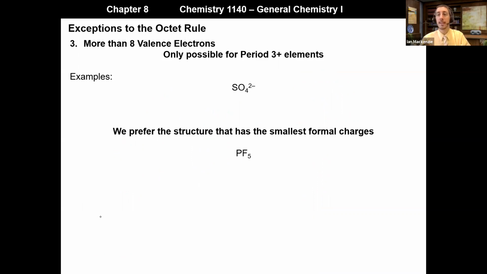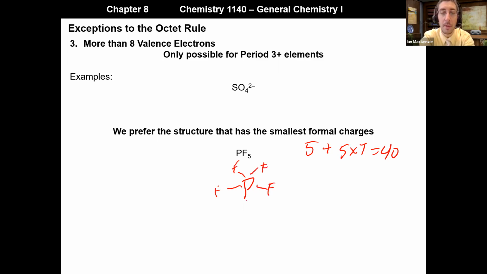PF5, this is a slightly different case here, where it's not that we are all satisfied, but then we pair something up to minimize formal charges, as we did in SO4 2- here. PF5, well, phosphorus goes in the middle. We have a total of 5 plus 5 times 7. So we have 40 valence electrons. Phosphorus goes in the middle, and then if we arrange all of the fluorines around it, what we see is that we have 5 fluorines, so we make 5 bonds.